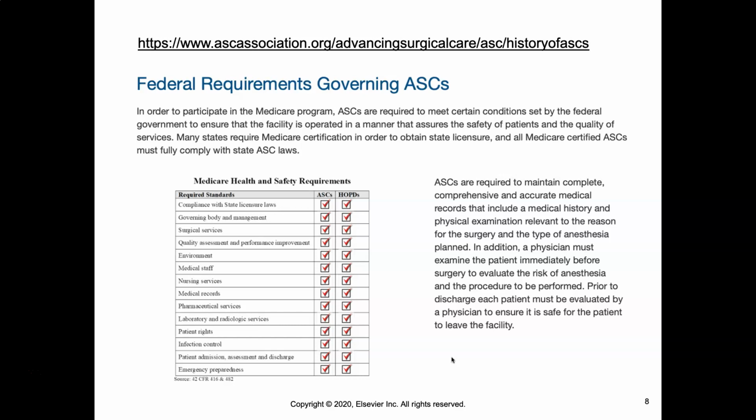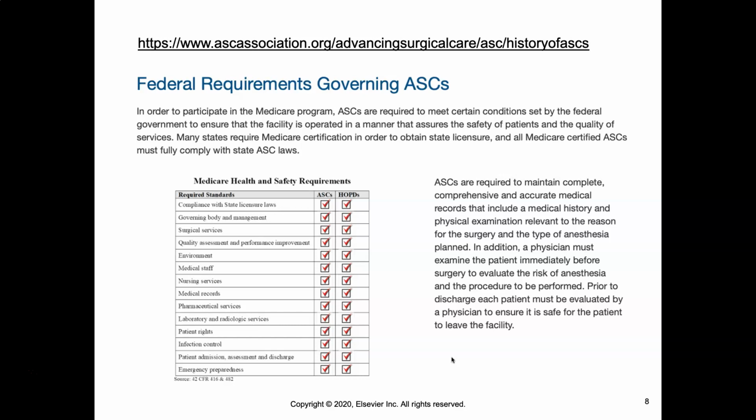So it's again, affirmation that both ASCs and hospital outpatient departments are both required to maintain complete and comprehensive and accurate medical records that include a medical history and physical examination relevant to the reason for surgery and type of anesthesia planned. The physician also has to examine the patient immediately before surgery to evaluate the risk of anesthesia and the procedure to be performed. And prior to discharge, each patient must be evaluated by a physician to ensure it's safe for the patient to leave the facility. That's true of an ASC and a hospital outpatient department.